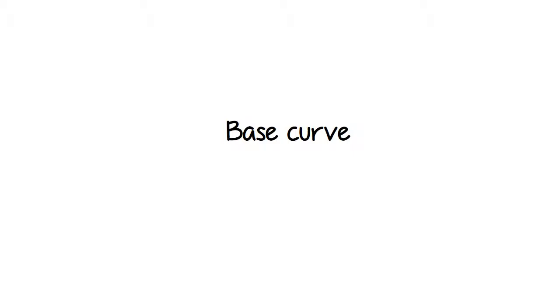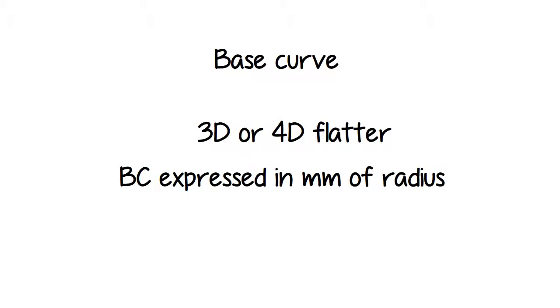Okay, our contact lens prescription also needs to include a base curve. And the way to figure that out is you take the flattest meridian of the cornea, the K reading, and you want to go 3 or 4 diopters flatter and work with that number. But you want to express that number in millimeters of radius. What does that mean?